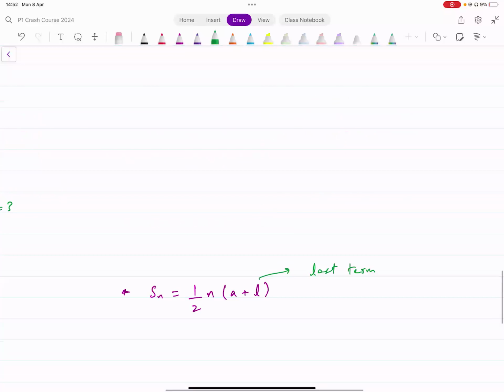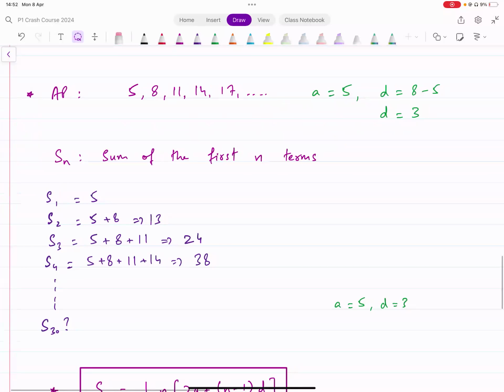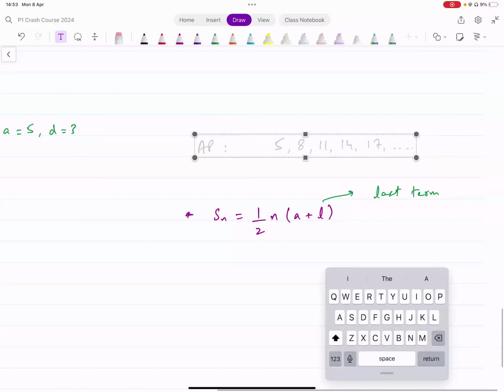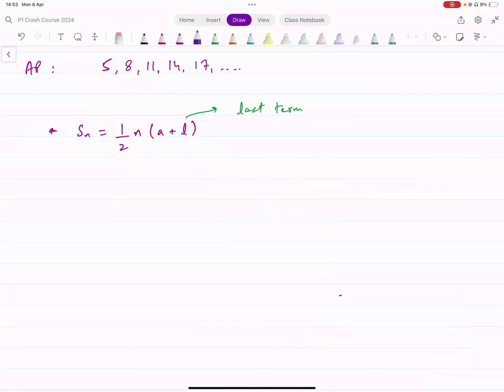But if you have a sequence like this, the same sequence as before, if you have this arithmetic progression, and you had to use this sum formula on this arithmetic progression, what would be the value of L in this case? What's the last term? Is there any last term of the sequence? The sequence is just continuing like this, right? It's never ending. So there's no last term of the sequence as such.